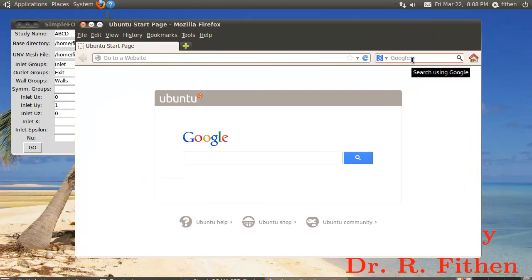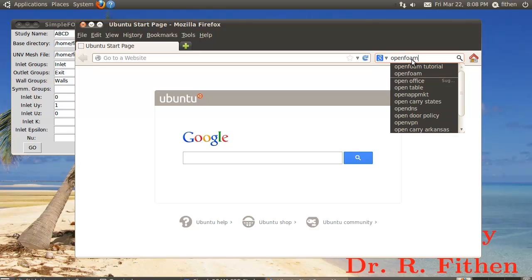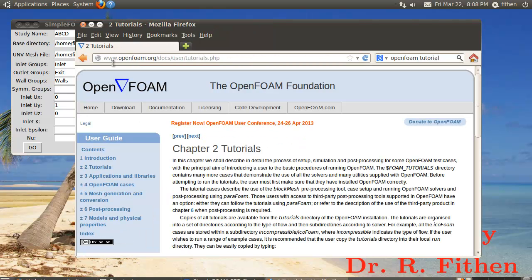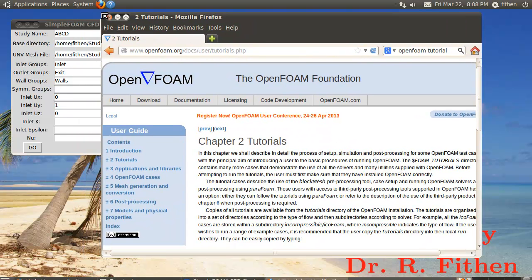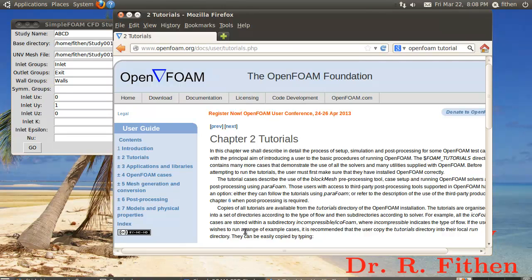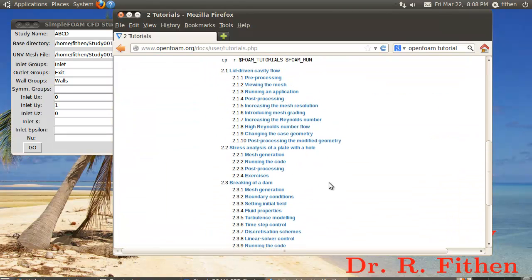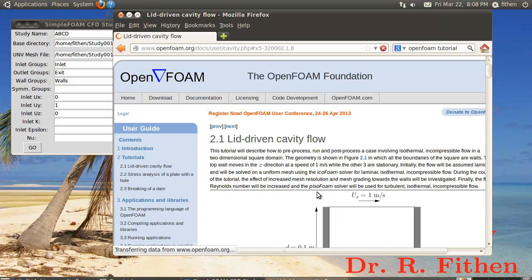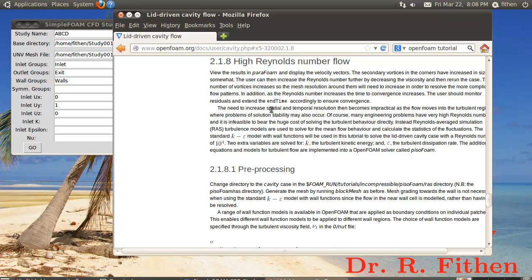Now let's see, if I go to OpenFOAM, let's see, tutorial, there you go. Okay, if you go to the OpenFOAM tutorial, let's see, chapter 2 tutorial. Was that the one I wanted? Now, here we go. Yes. Let's go into the high Reynolds number case. Now, probably I'll have to wait for it to load the whole thing. Okay, so high Reynolds number flow.